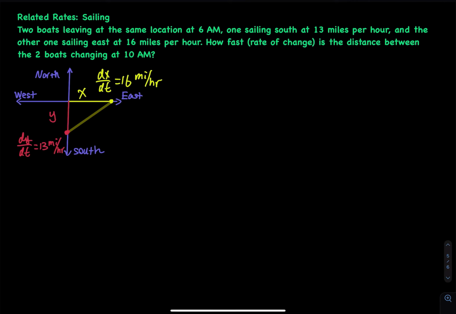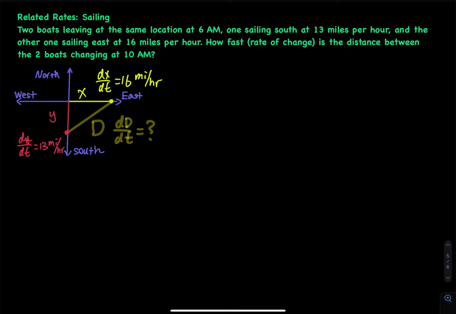Okay, what are they asking? They are asking for the rate of change of the distance between the two boats at 10 a.m. So they are asking for this. Suppose that is the distance d, and then they are asking for dd/dt. And what is t equal to? 4 hours later. All right, so what is the equation?